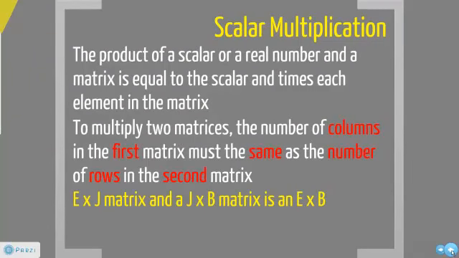Scalar multiplication. The product of a scalar, or a real number, and the matrix is equal to the scalar times each element in the matrix. To multiply two matrices, the number of columns in the first matrix must be the same as the number of rows in the second matrix. Example: an E by J matrix and a J by B matrix gives an E by B. Understand? So E by J and J by B. The J and the J cancel each other out. So the answer will be E by B.